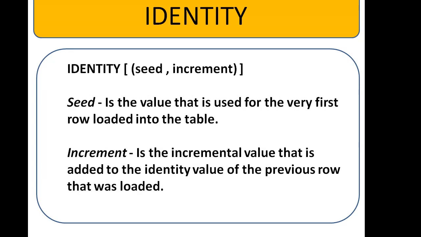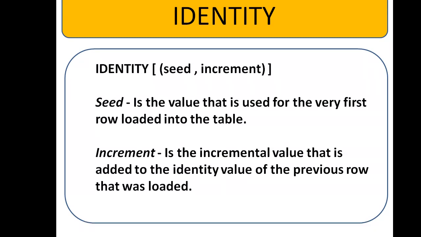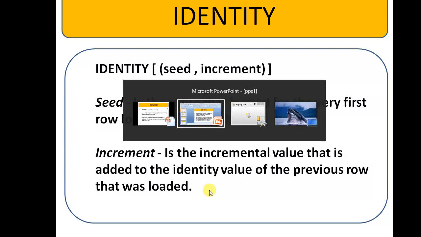This is the syntax for the identity property: identity with the seed and increment. Seed is the first value that's used for the very first row loaded into the table, and the increment is the incremental value that is added to the identity value of the previous row that was loaded. Let us take the simplest example.